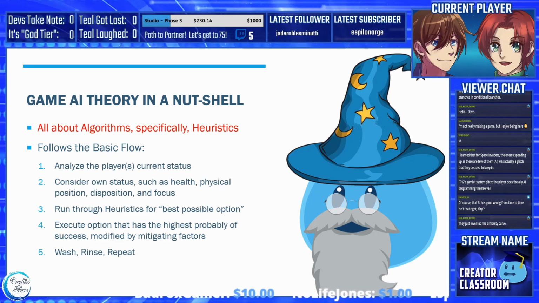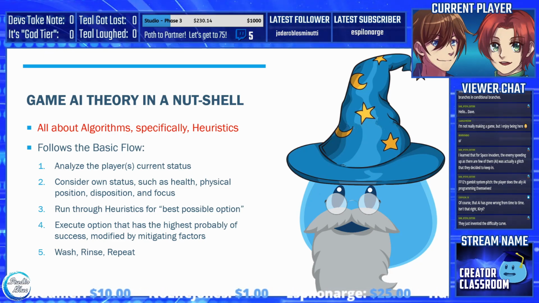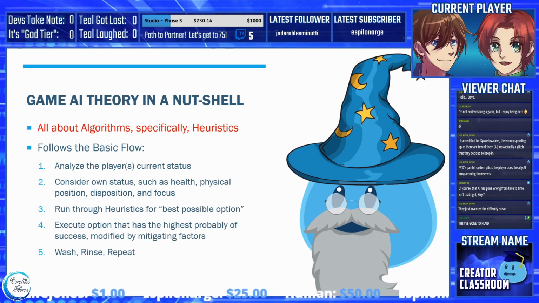So let's tell them about the basic flow. Okay, so the basic flow of a game AI algorithm is that it analyzes the player's current status.